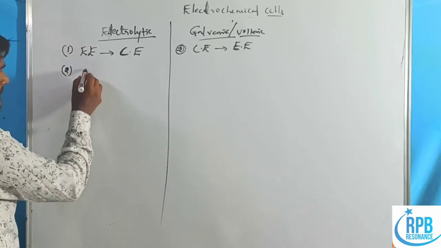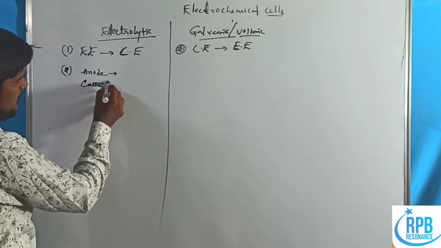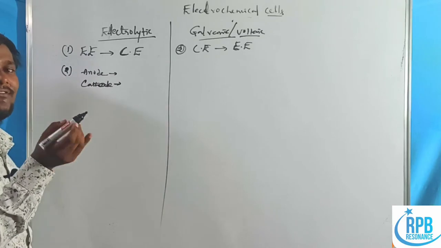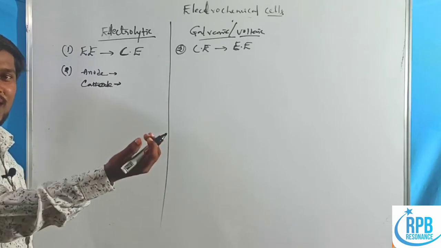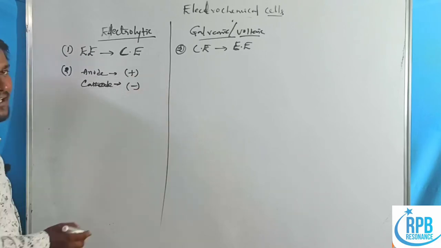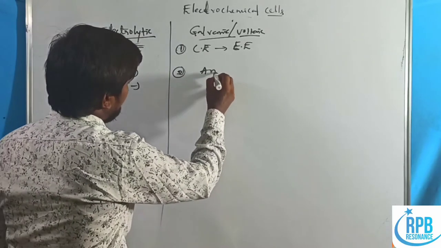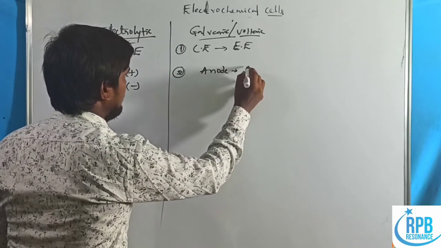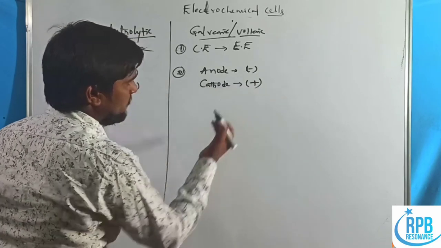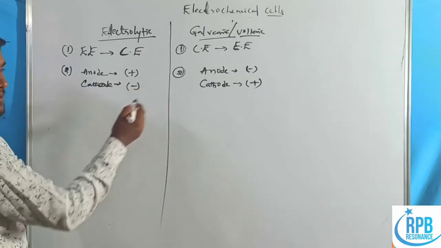The second one is the anode and cathode signs. In the electrolytic cell, the anode attracts the anions, so it has a positive sign, and the cathode has a negative sign. Quite the opposite is the galvanic cell: the anode has a negative charge and the cathode has a positive charge. Without the concept, we can't remember these electrode representations.